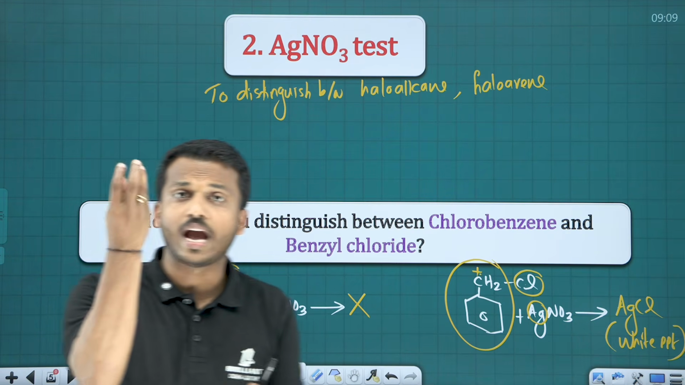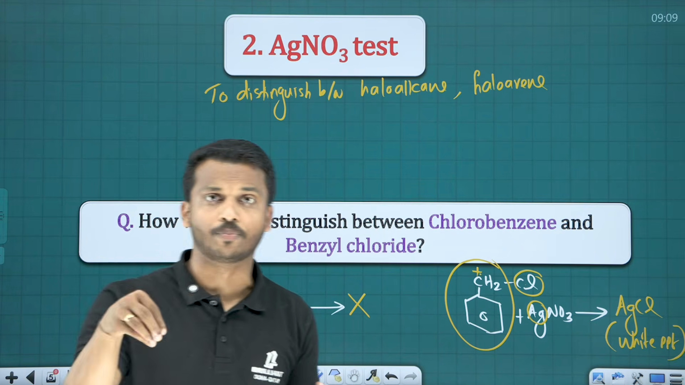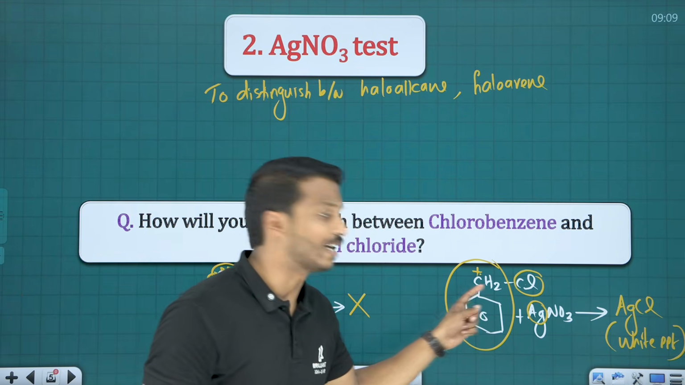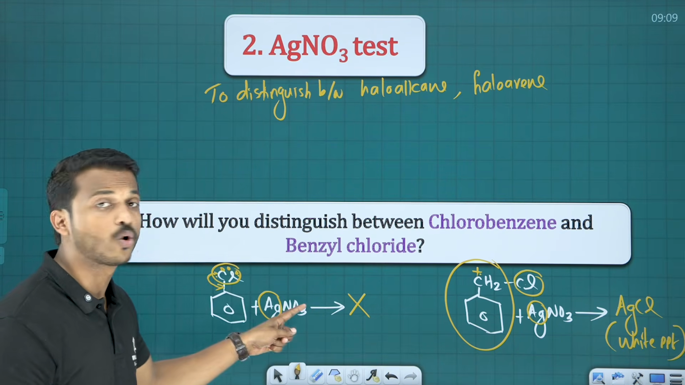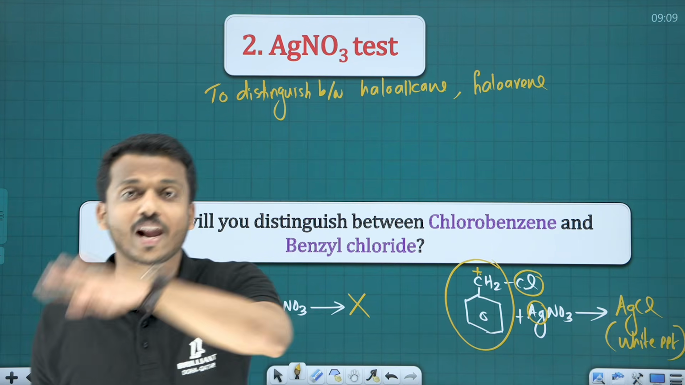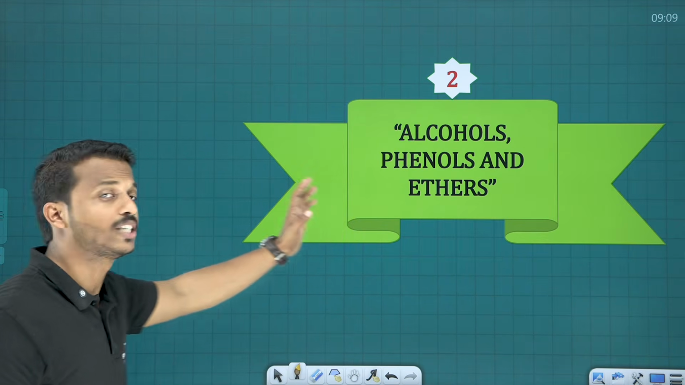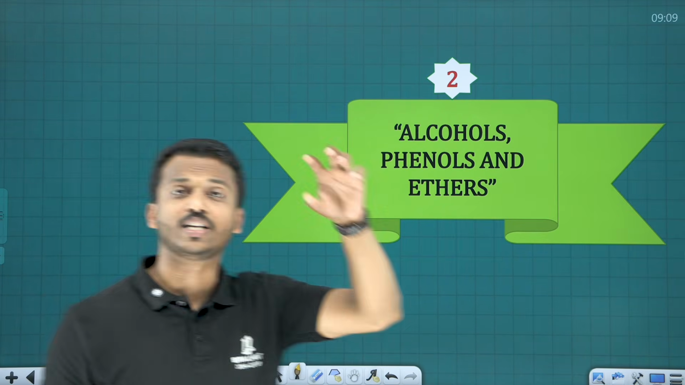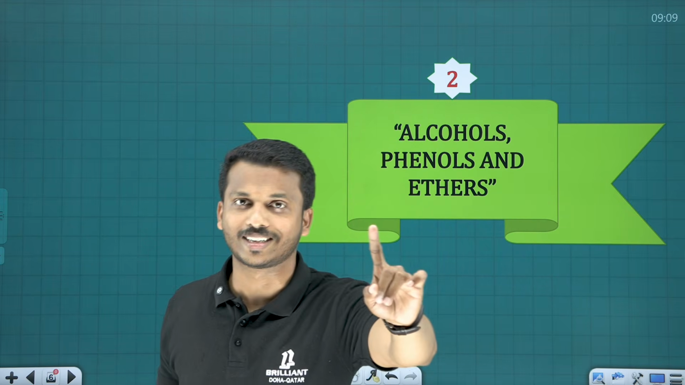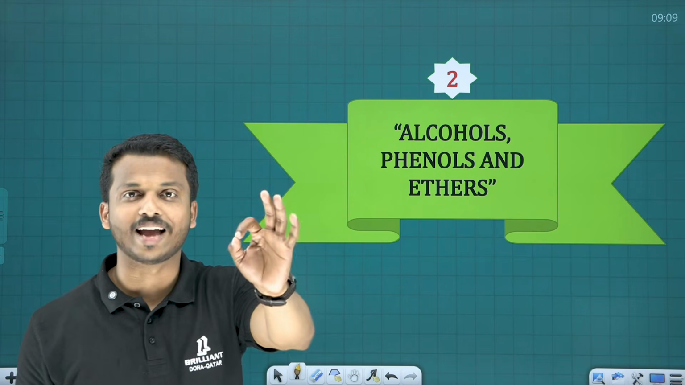So when you add silver nitrate to a haloalkane and a haloarene, the one giving a white precipitate is the haloalkane. The one with no reaction is the haloarene. It's a basic test to distinguish haloalkane and haloarene. Ready? Now we can go to the chapter on alcohols. So what are the distinguishing tests in haloalkanes and haloarenes, my dear? The bromine water test and the silver nitrate test. Now we have alcohols, phenols and ethers.